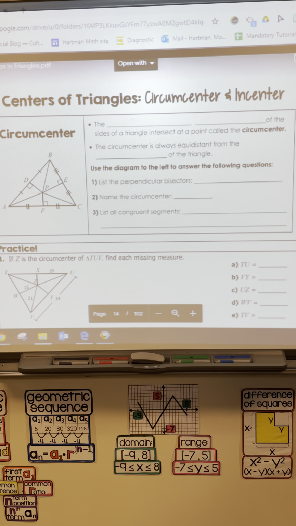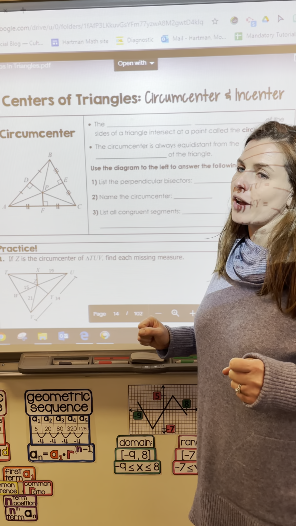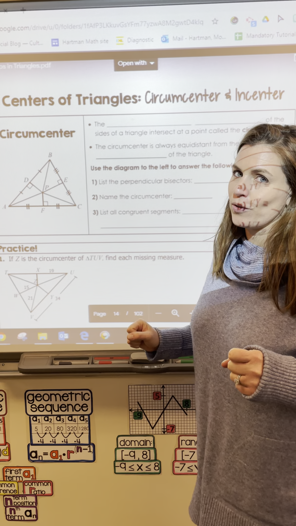Okay, so now we're going to talk about the centers of triangles and what happens at the center of each of these special triangles. And to me, this is the coolest thing in geometry. I think triangles and how they relate to circles are one of the most amazing things in math. So we're going to talk about the circumcenter and the incenter, but first we need to know about it, right?